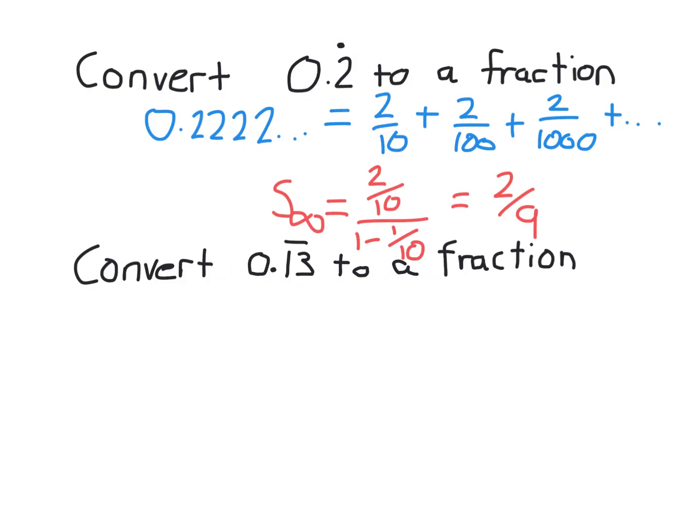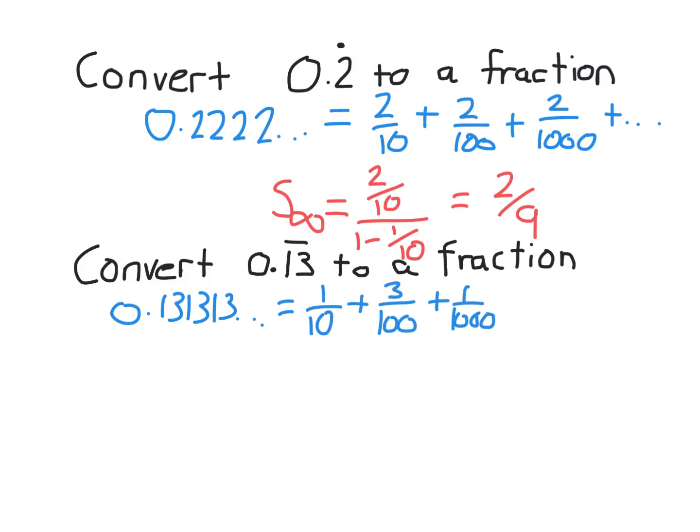So what about this example here, 0.13 recurring? Well, this is 0.131313, it goes on forever. So here we have a 1 in the tenths column, a 3 in the hundredths column, a 1 in the thousandths column, and so on. Now, hopefully you're starting to think, oh dear, have we run into a problem? And we have, because what I've listed here in blue is not a geometric series. We're not timesing by the same thing each time.